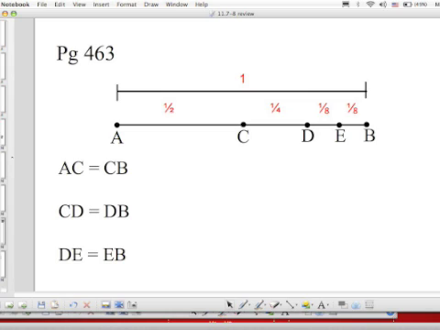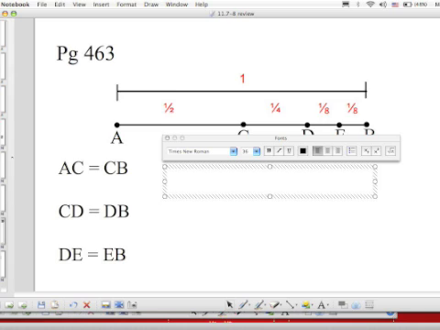Here you see that CD is equal to DB, which means that D is the midpoint of CB. Since CB had a measure of 1/2 and CD is half of that, you get the measure of 1/4. If DB had a measure of 1/4 and E is the midpoint, then half of 1/4 is 1/8. And here's your other eighth. Okay? Questions will be asked such as this.